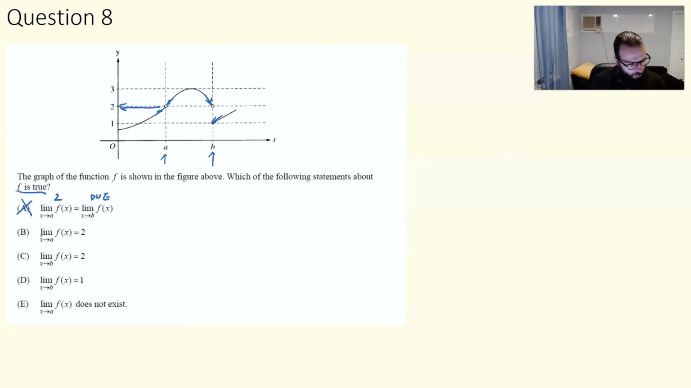If we look, though, choice B actually tells us something that we already know. We know the limit as x approaches a is, in fact, 2, so we know that that's the answer. Let's just go over the other 3 to be certain. The limit as x approaches b is not 2. It does not exist. The left-hand limit is 2, but the right-hand limit is 1. Same thing with D. This is D and E. But the limit as x approaches a of f of x definitely exists because both the left and the right-hand limit are the same.